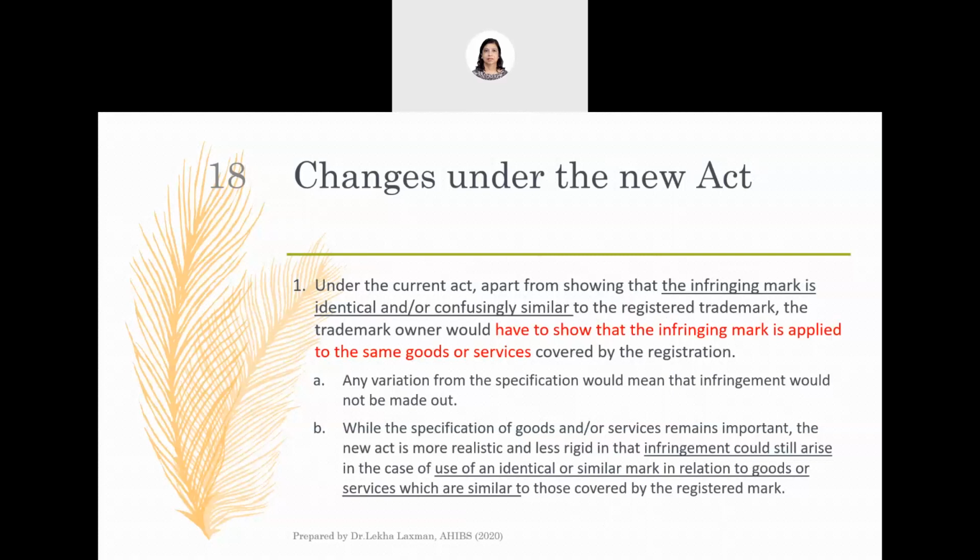So the infringing mark has to be identical or confusingly similar, in relation to goods of the same category or services of the same category. If it is a different category of goods, then there is no infringement. However, it could be similar goods or services. It's not so rigid. Of course, it's better that it's the same goods, but even if it is similar, it is actually a case for infringement.